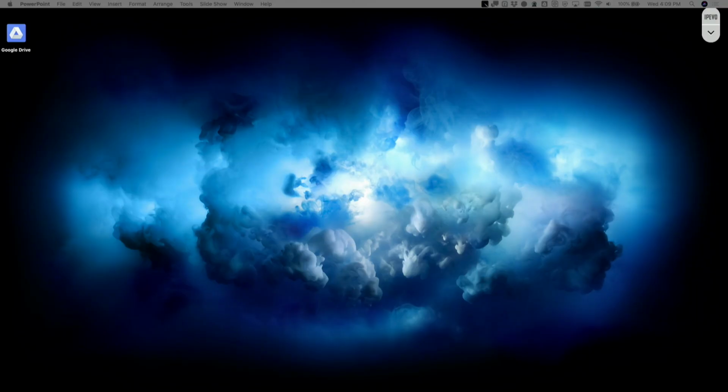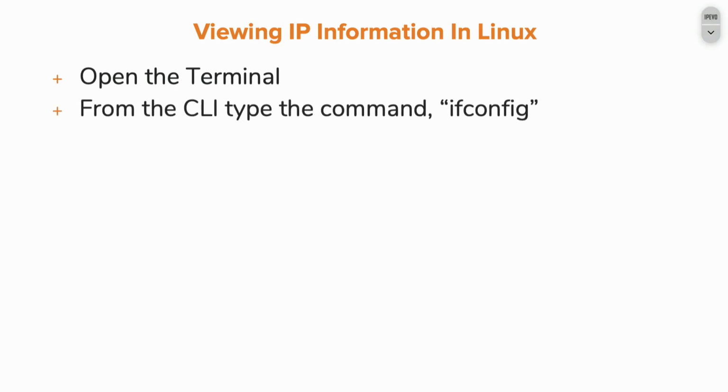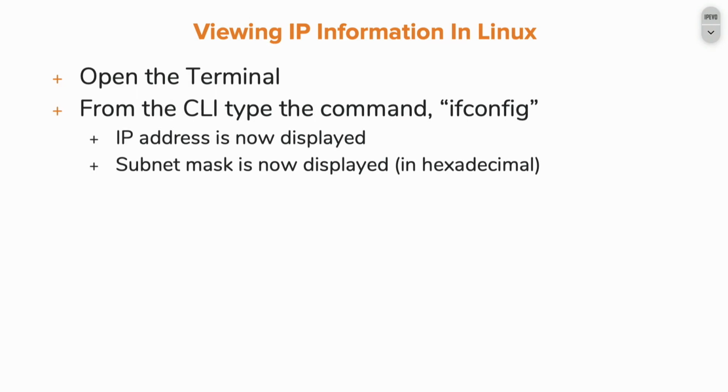All right, what if we were on something that was running Linux? How would we get the exact same information? Well, in Linux, we're going to open up the terminal, or maybe you're already in the command line. And from there, we're going to type a simple command, ifconfig. And with ifconfig, we'll see our IP address and subnet mask. So let's take a look and see what that looks like.